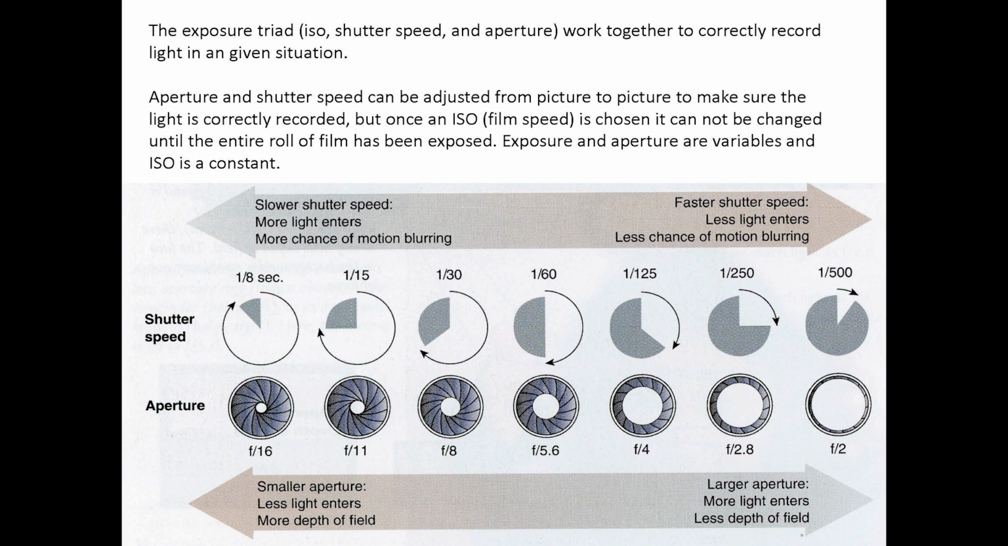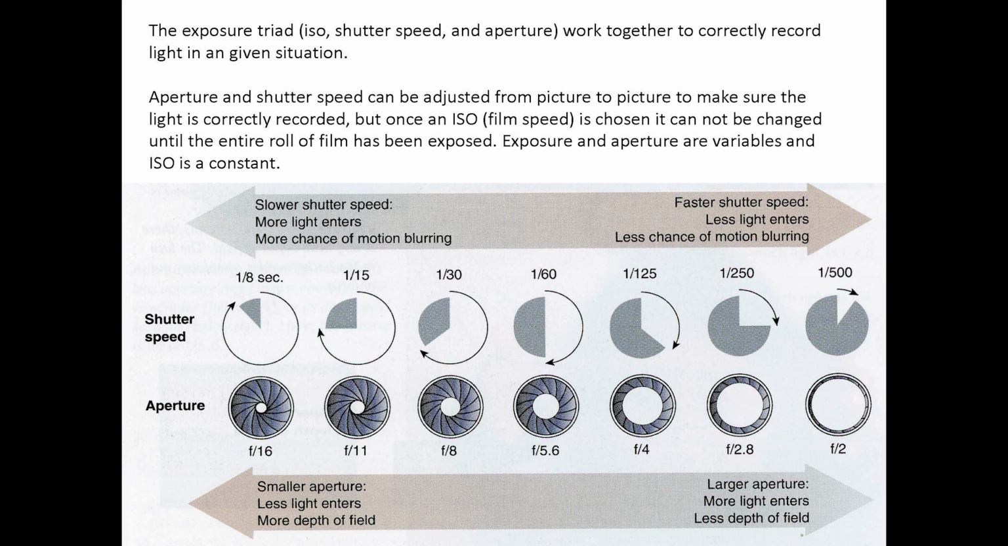So a slow shutter speed, more light is entering the camera, and you have more of a chance of motion blur. At a fast shutter speed, less light is entering the camera, and you have less of a chance of motion blur. At a small aperture or a really closed aperture, less light is entering the camera, and you have more depth of field. At a large aperture or an open aperture, more light is entering the camera, and you have less of a depth of field. So those are the things that are working together. Together with trying to figure that out, you can actually take any kind of picture you want.